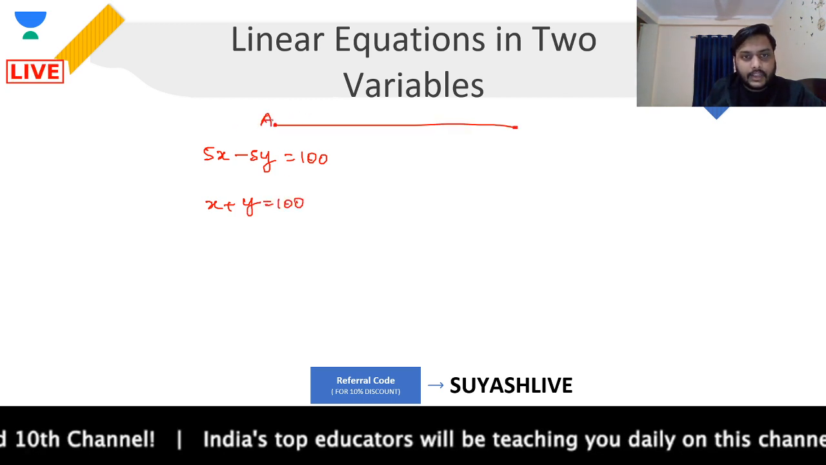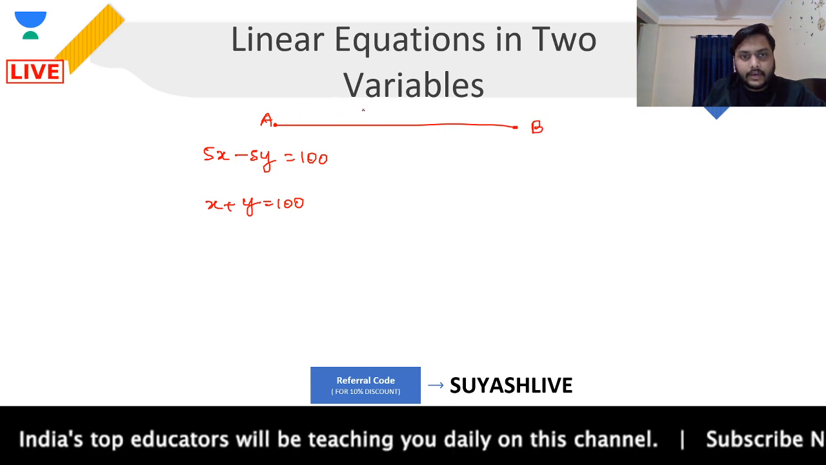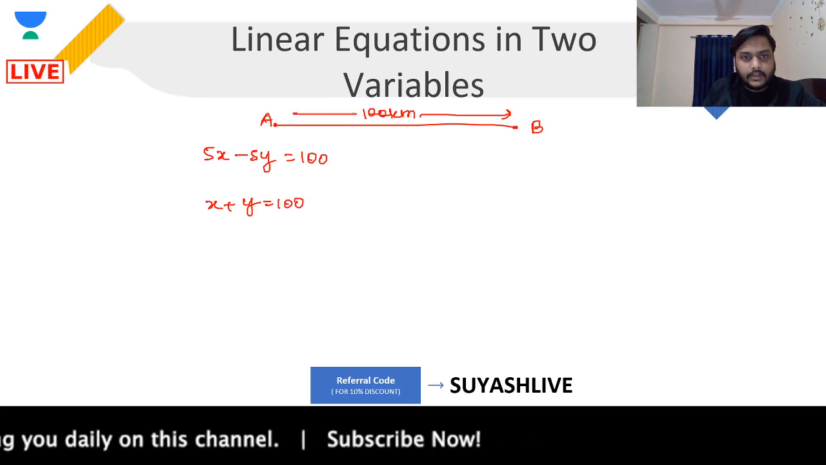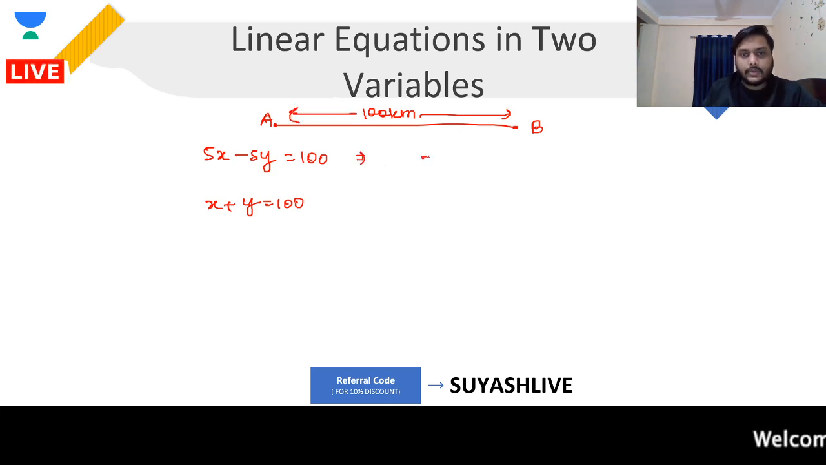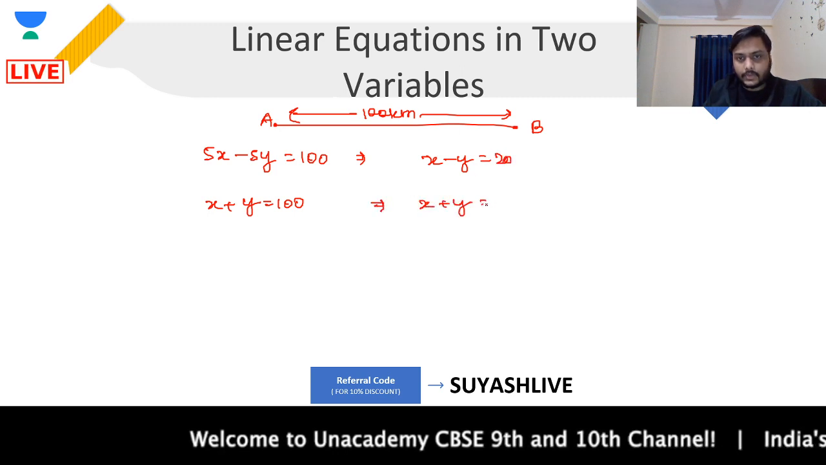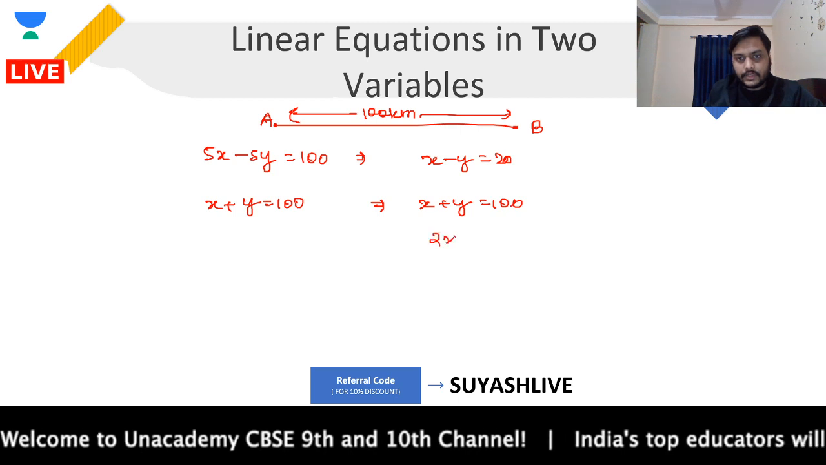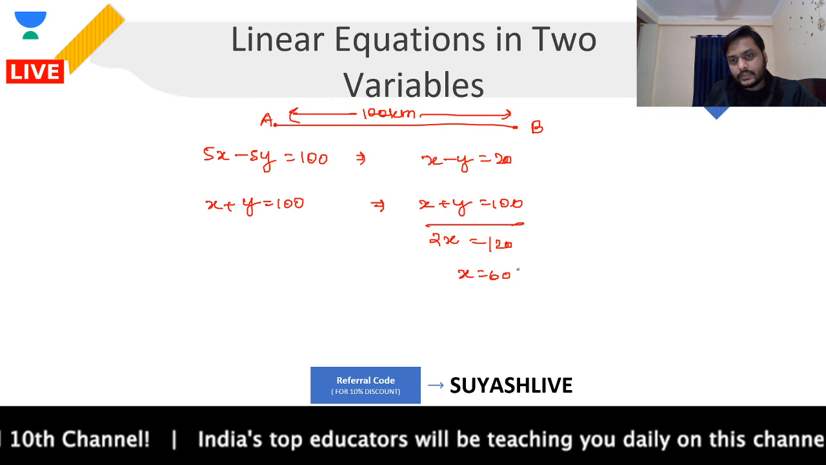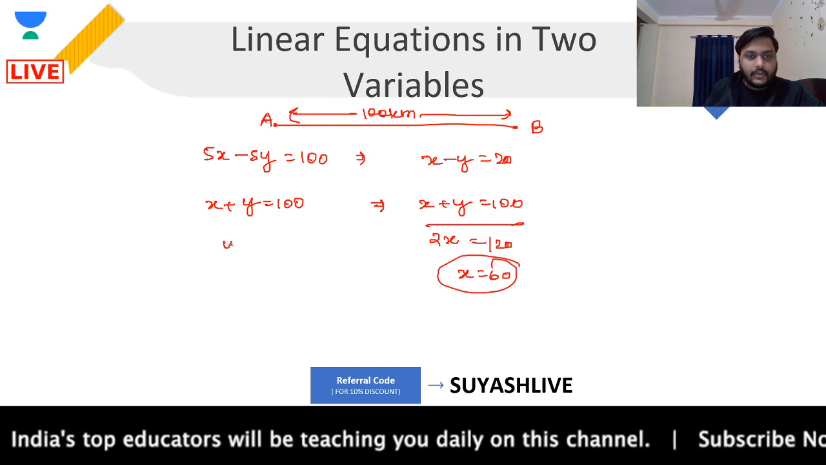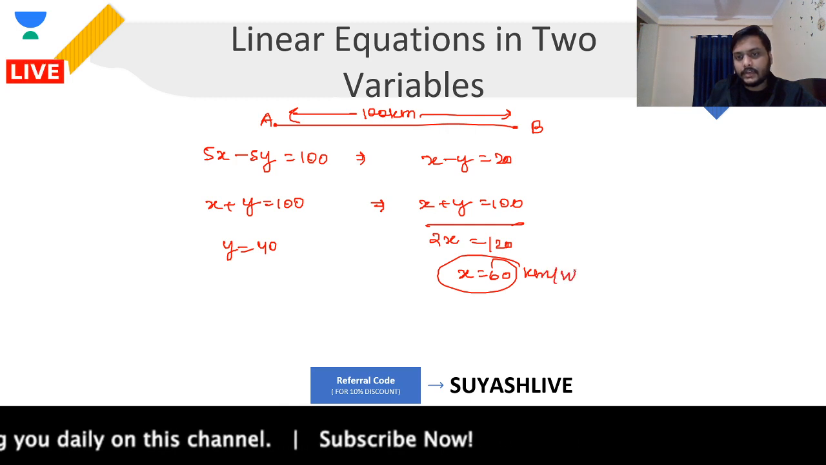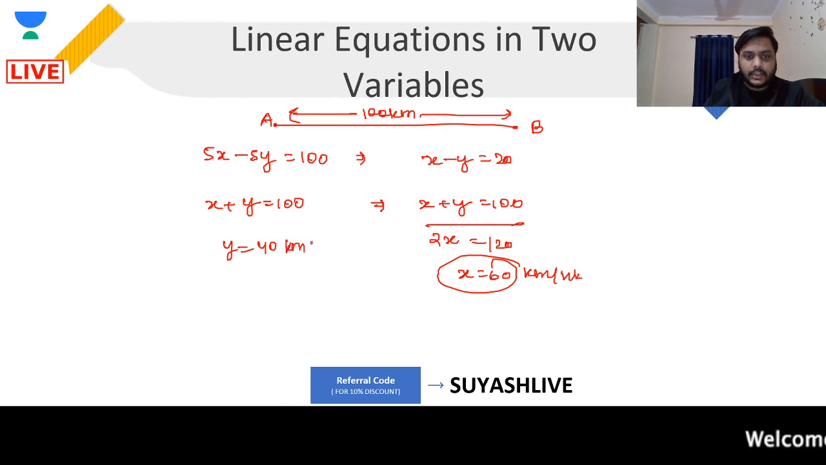You are having point A and point B, and they are actually 100 kilometers apart. 100 किलोमीटर की दूरी पर है. फिर से वही कहानी. This will give you the first equation, x minus y is equal to 20, and this will give you the second equation, x plus y is equal to 100. From here you can say 2x is equal to 120. That means x is equal to 60. When x is 60, y will be nothing but 40. So x came out as 60 kilometers per hour and y came out as 40 kilometers per hour.